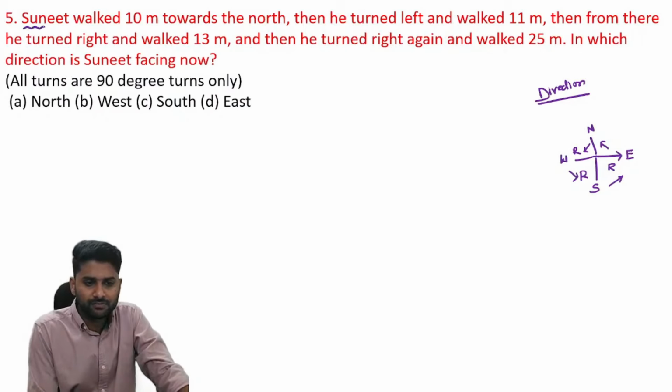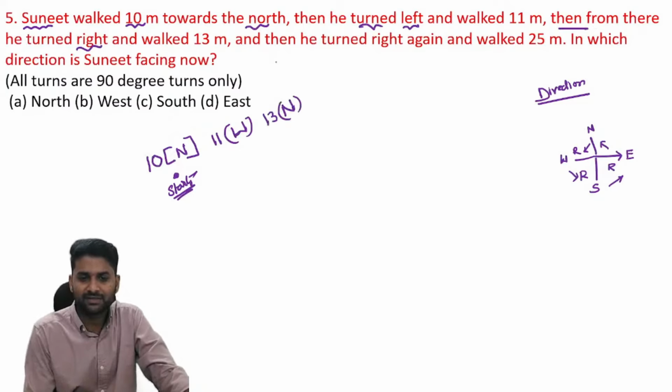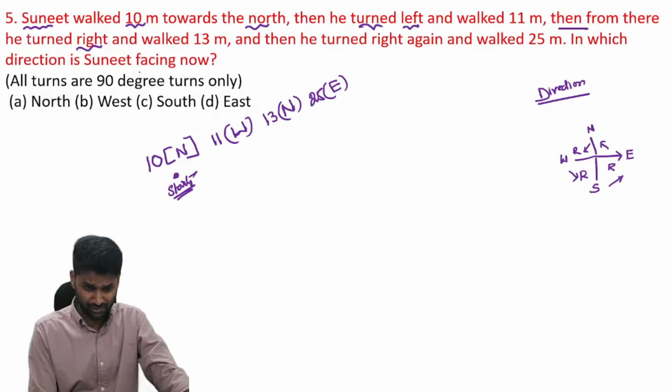Now see this information. Sunit walked 10 meters towards north. Then turn left side. Left side of north is west, and walk 11 meters. And this is the starting point. Again from there, turns right side. Right side of west, again north, and covered 13 meters. Now, if we turn right again, right of north is east and cover 25 meters. Another question, in which direction is Sunit facing now?